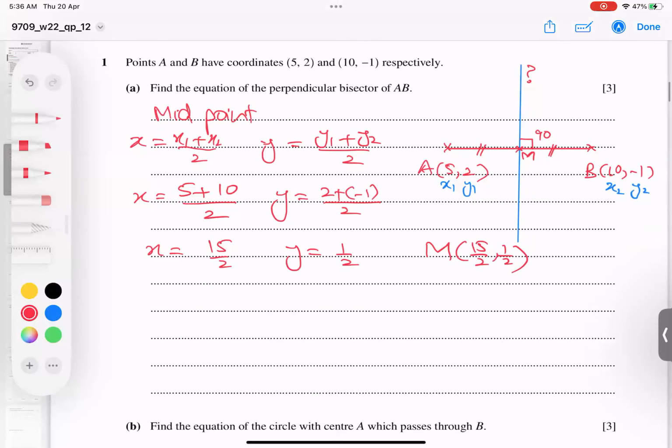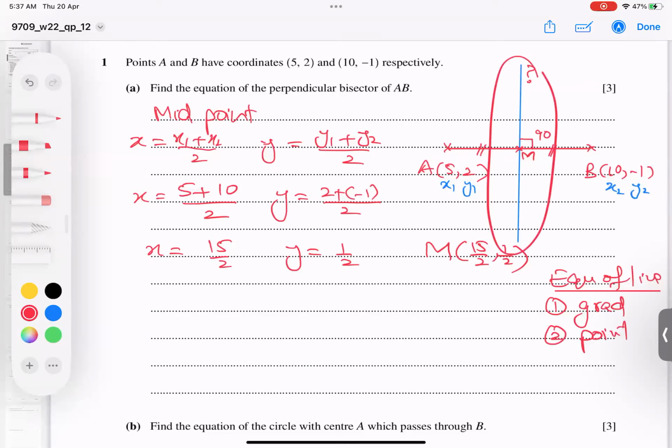Okay. Now, whenever we need the equation of any line, we need two things. Number one, the gradient. Number two, one point that lies on it. So for the blue line, do we have any point? No. Now I have a point that lies on it. You can't take A or B because they don't lie on the blue line, since it is the perpendicular bisector. But this midpoint lies on it, so I can use it as the point. What is missing? The gradient is missing.